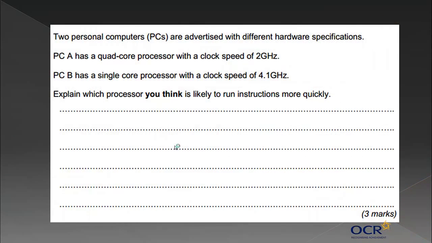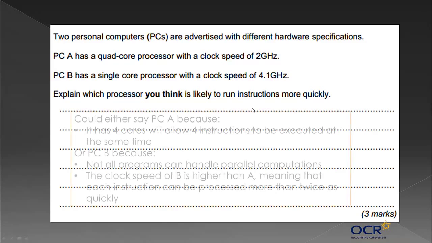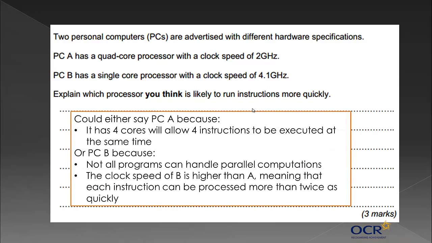So to put this in context a bit, this is a question taken from an AQA paper actually, but it works with this specification. It asks you basically to explain which computer will run instructions quicker: A, a quad-core processor with a clock speed of 2 GHz, or B, a single-core processor with a clock speed of 4.1 GHz. So the answers I came up with for this, quite crucially, you could say either. I would tend to say PCB, but PCA you could say because it's got 4 cores, quad meaning 4. It's got 4 cores which allow 4 instructions to be executed at the same time. That's all you really need to say to get these 3 marks.